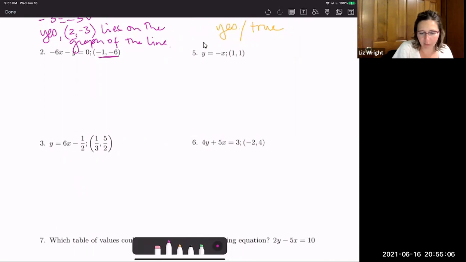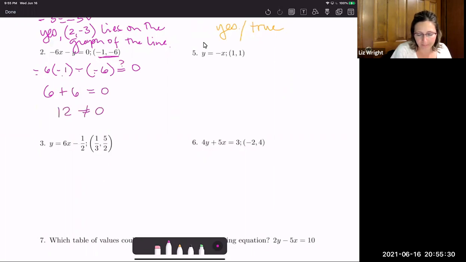All right, let me check number 2. So here I'm going to be checking (-1, -6). So I've got -6 times -1 minus a -6. Is that going to equal 0? So here, a negative times a negative is a positive. And if it was just 6 minus 6, that would be true. But we're going to have a negative, and then minus a negative is a positive. And so 12 does not equal 0. So this one is no, or you could write false. So no, (-1, -6) does not lie on the graph of the line.